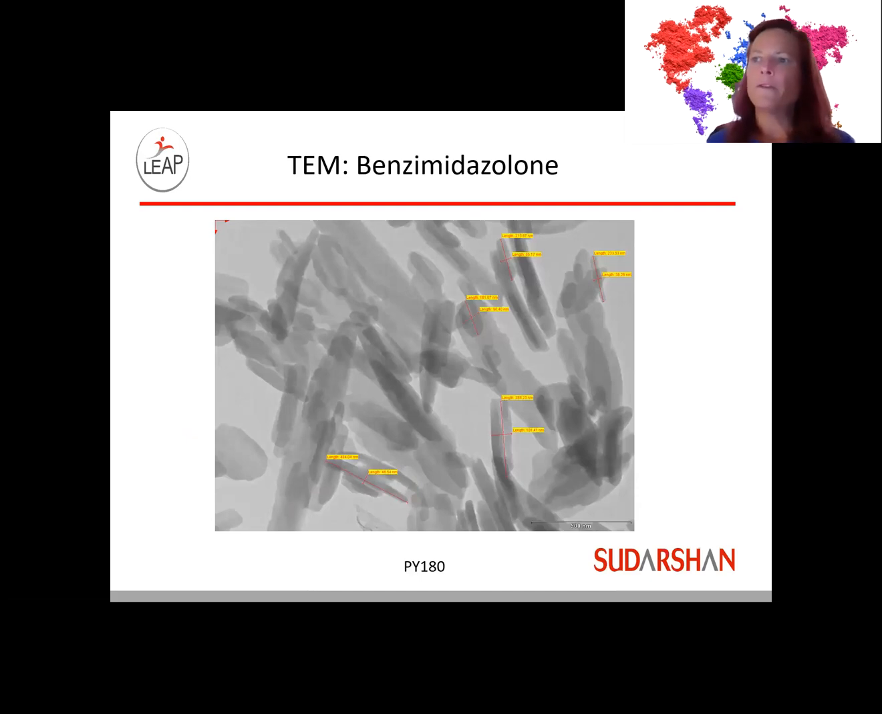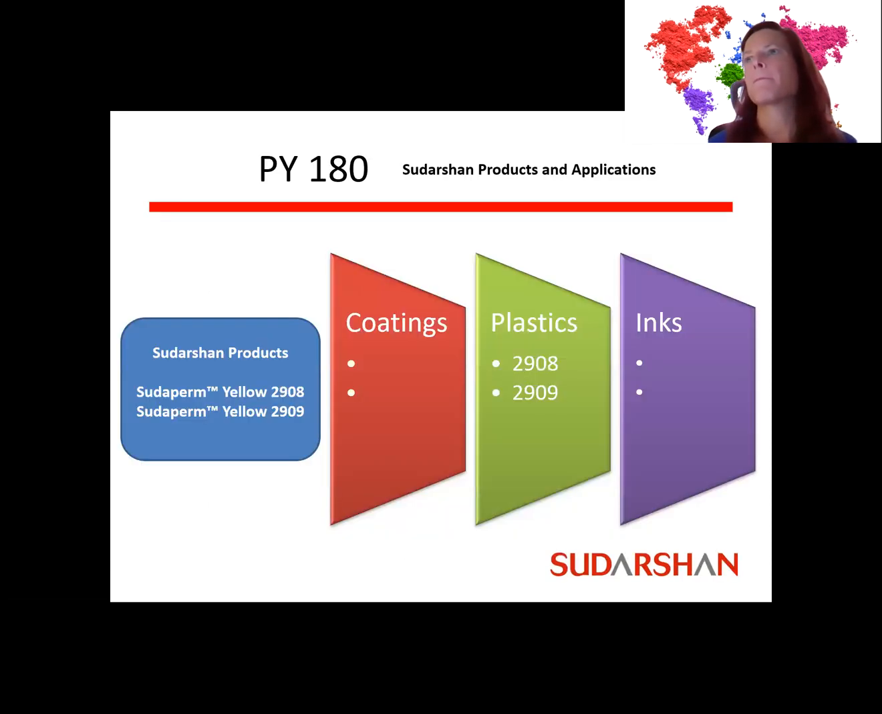Like the Pigment Yellow 151, the Yellow 180 is more rod-like in shape, as you can see here. And for Sudarshan, we offer two that we currently have developed for the plastics industry, but we are seeing the use in other applications as well.